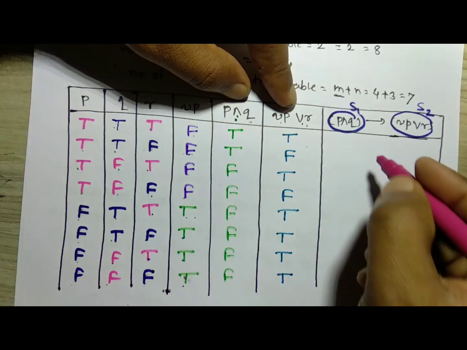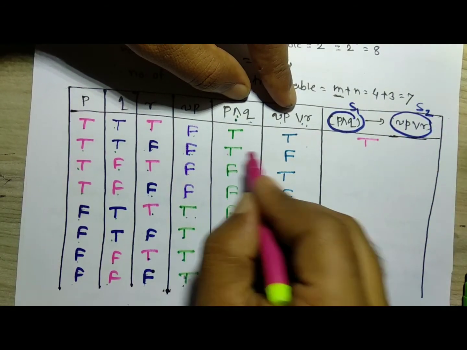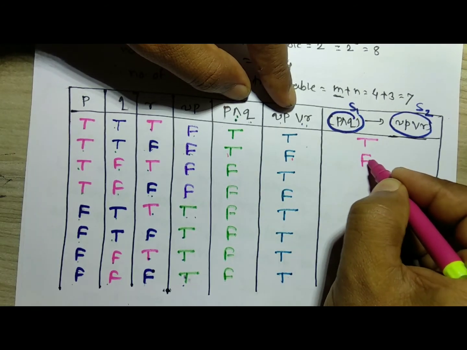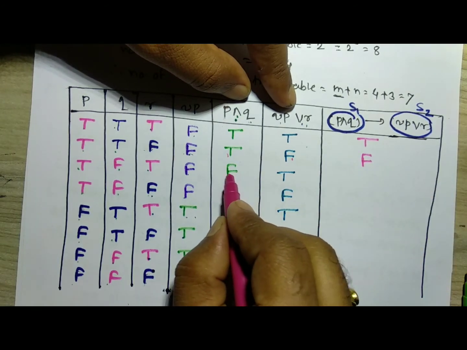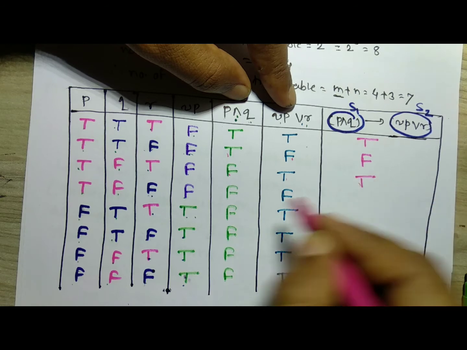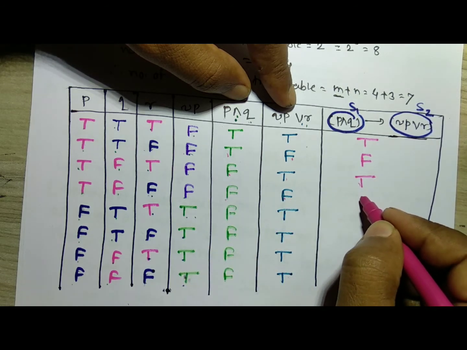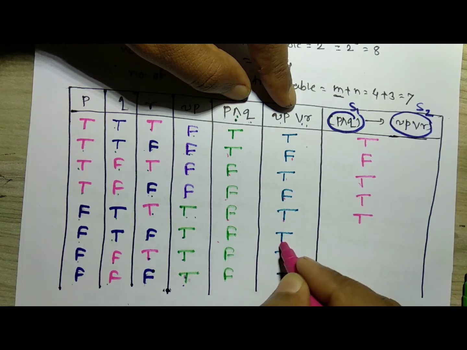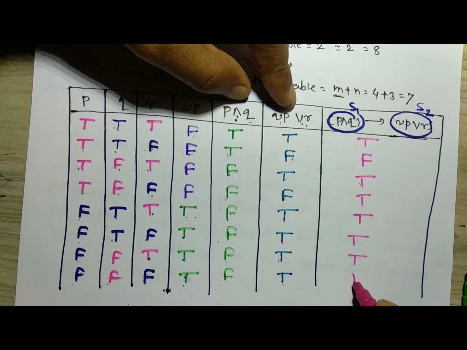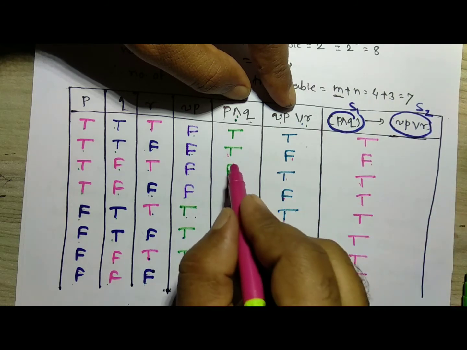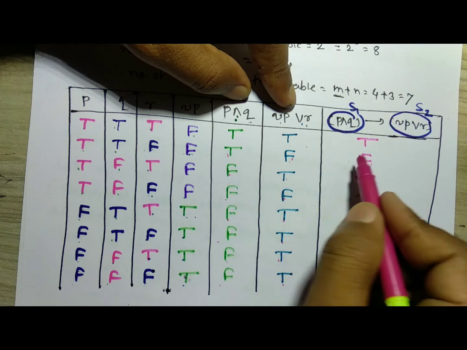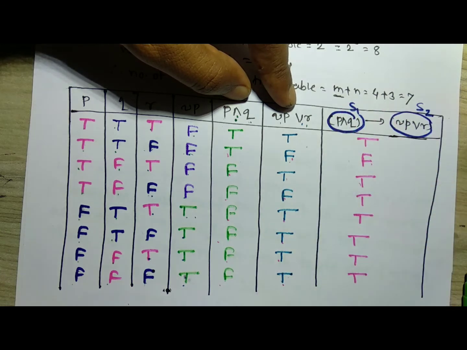Therefore you can go with this one. True, true, then it is true. True, false, that means the first statement is true, the second statement is false, then it is false. First statement false, second true, then it is true. False, it is true. False, true, it is true. Only here is it false because the first statement is true and the second statement is false. At that time the implication is false, otherwise it becomes true.